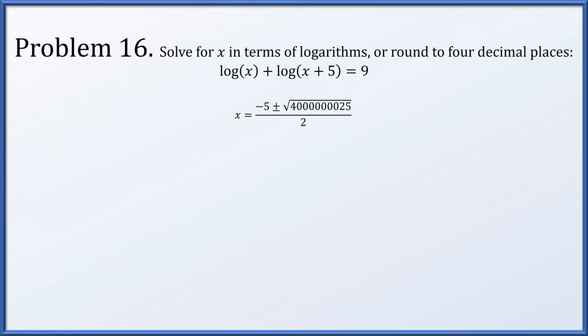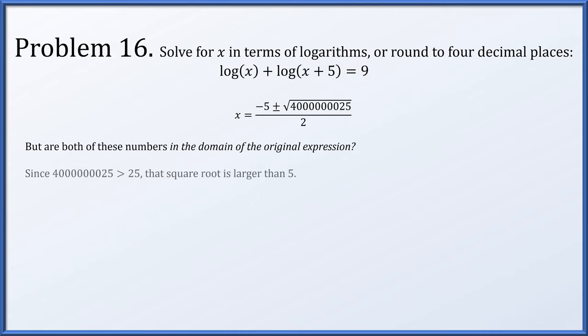So we've solved that x is negative 5 plus or minus an enormous number divided by 2. Both of these numbers are solutions to the quadratic. That does not mean they are solutions to the original problem. We need to check if they're actually in the domain of the original expression. This thing under the radical sign is much bigger than 25. I think that is fairly obvious.